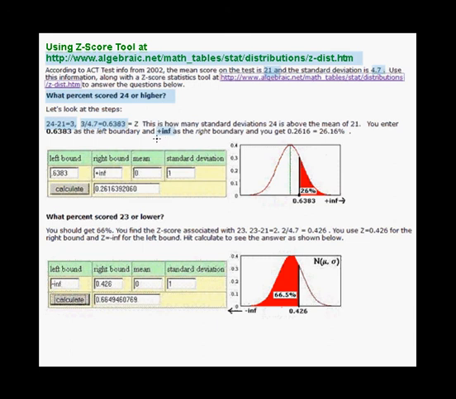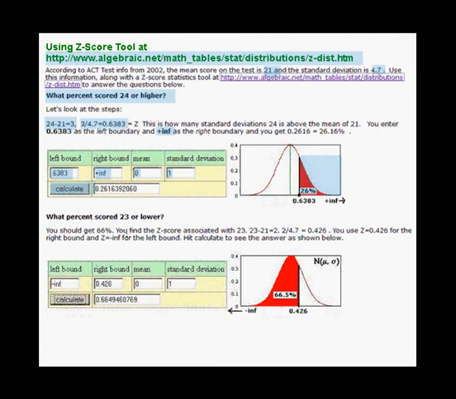We plug these values into the calculator. We put 0.6383 as our left z-score in the left bound. We put plus INF as the right bound. Again, we use 0 as the mean and 1 as the standard deviation. Click on Calculate, and we get 0.261639, about 26%. And here I have a graphic that shows from the left z-score of 0.6383 to positive infinity, we have about 26% of the data. So 26% scored 24 or higher.